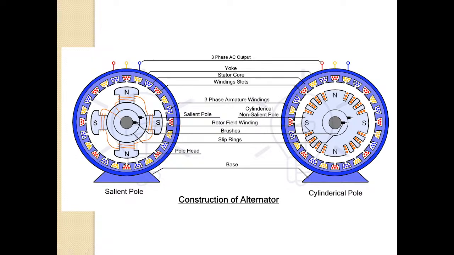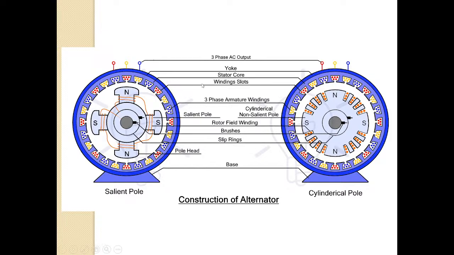So this varying field generates EMF in the armature windings, which are placed in the stator slots. These slots are at the inner periphery. You can see blue, yellow, and red. They are the armature windings in the stator.